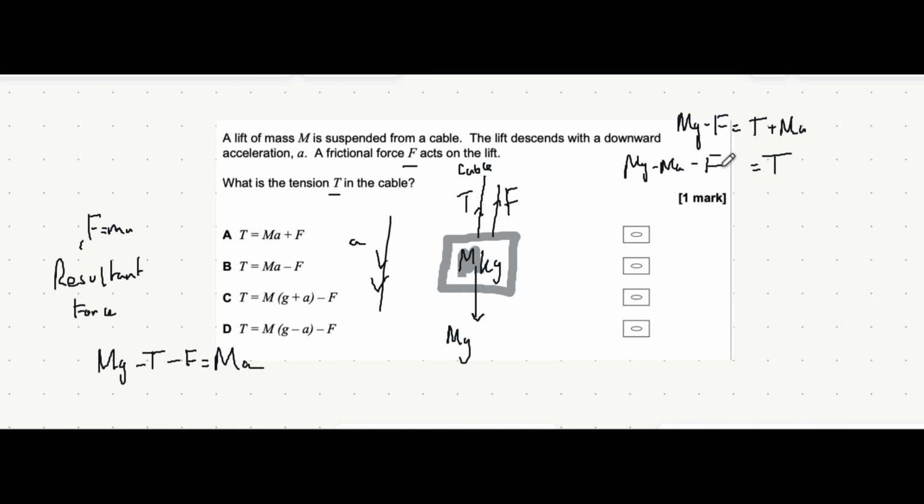Now let's compare this to the answers and see how they're similar. So it's definitely not this, because there's two m terms on the right hand side, but what we can see is that the m is being factored out, so let's do that ourselves. So we factor out m, and then it's g minus a, because m times g is Mg and m times minus a is minus ma, minus the friction is equal to tension, which I believe is, yeah, option D. So that's the answer to this question.